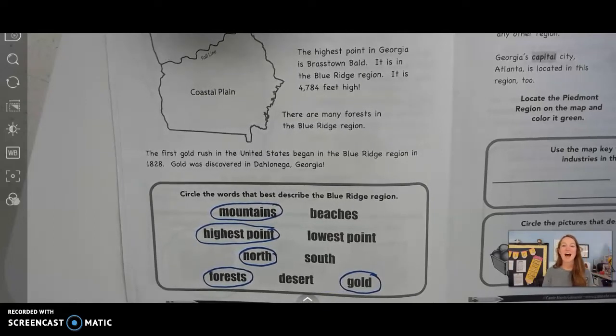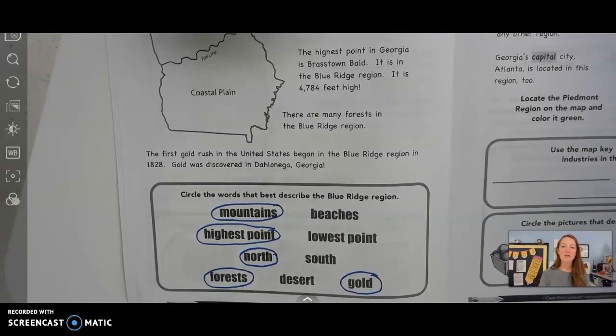All right. I hope you enjoyed learning about our 3 regions of Georgia. We're going to continue to learn about 2 of them tomorrow, but go ahead and complete the Seesaw activity next.